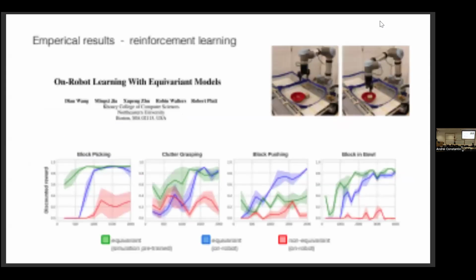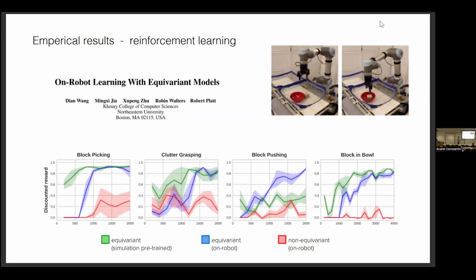Yeah, and then this is actually not our work, but from a different group. They used our models to train robot arms, which should learn to pick some objects and place them, for instance, in a bowl or something like that. And yeah, the non-equivariant model didn't even converge, while our equivariant models converged quite well.